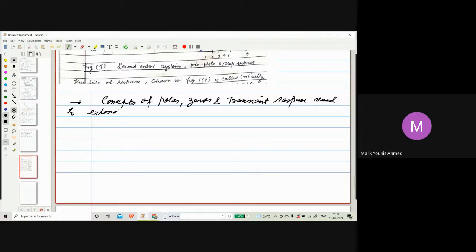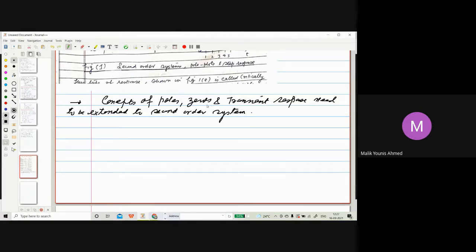Extended here means we need to explain these concepts further on the basis of when the system will be second order. The poles can be real poles, or completely imaginary, complex conjugate poles. Then we have to see what type of response we are going to get. So now these things we need to explore for the second order system.